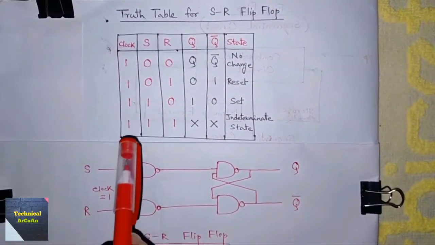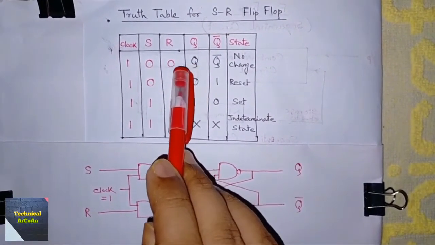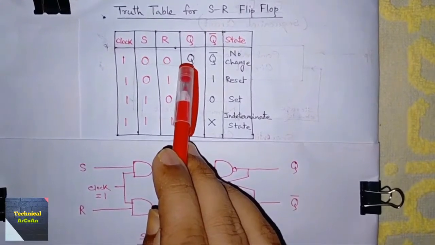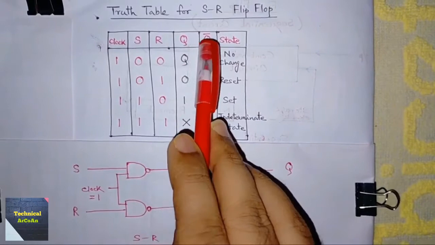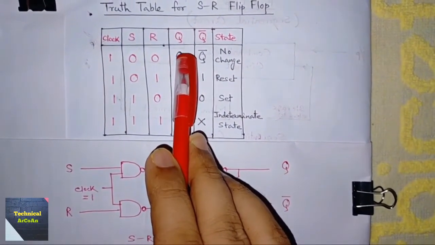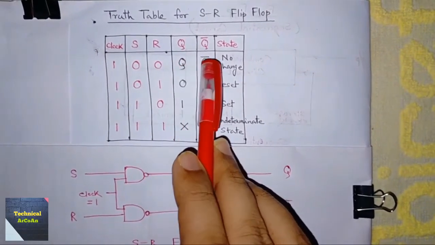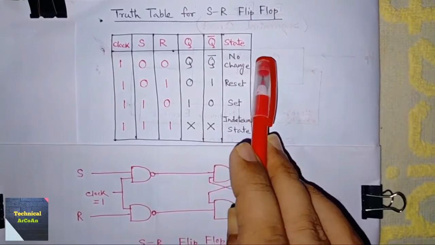Now when S is 0 and R is 0, we get the output Q as follows. If the present value of Q is 0, we get 0 here, and if the present value of Q is 1, we get 1 here, and the vice versa holds for Q complement. If Q is 0, Q complement is 1, and if Q is 1, Q complement is 0. This is the no change state.